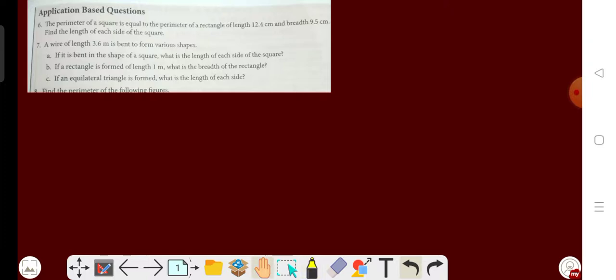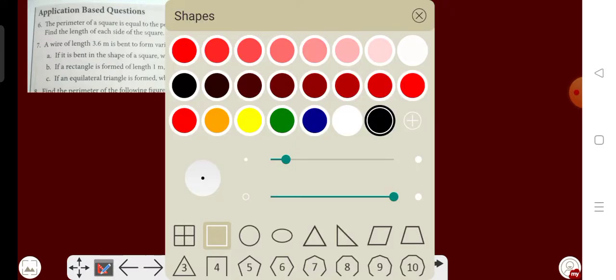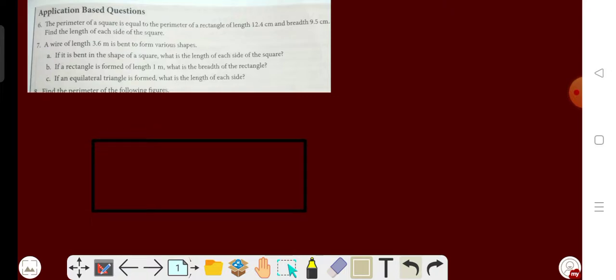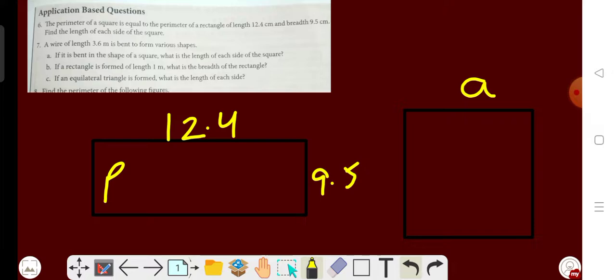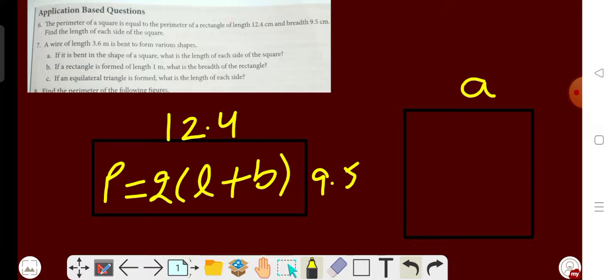In this question beta you have been given two figures. One is a rectangle and another is a square. The length is 12.4 and the breadth is 9.5. And you have to find the side of the square. But the condition is that their perimeter is the same. So the perimeter of the rectangle is twice the sum of length and breadth, and the perimeter of the square is 4 multiplied by side.